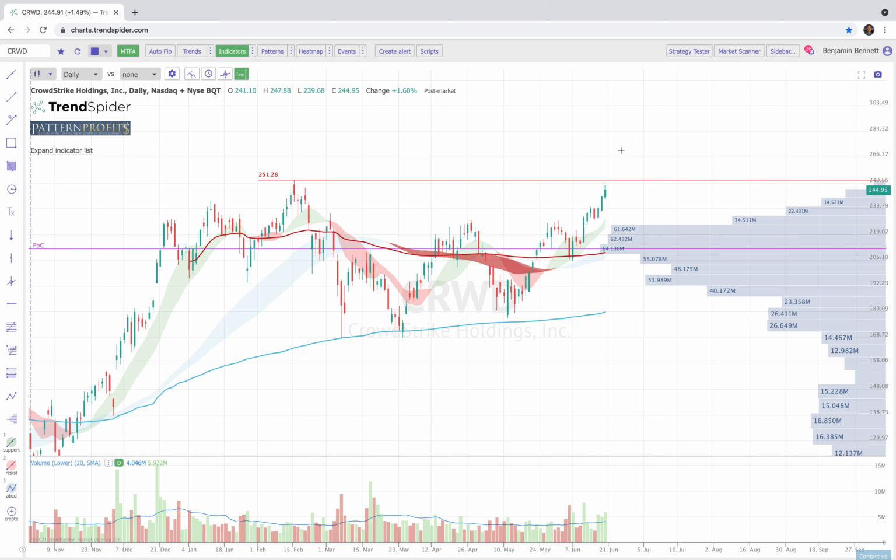GNRC that we looked at just went right through, didn't form a handle. If that's the case, you weigh out the volume as it comes through there. Volume looks good, and so far it's looking good. As it comes through 251.28, that's confirmation, and that's actionable.